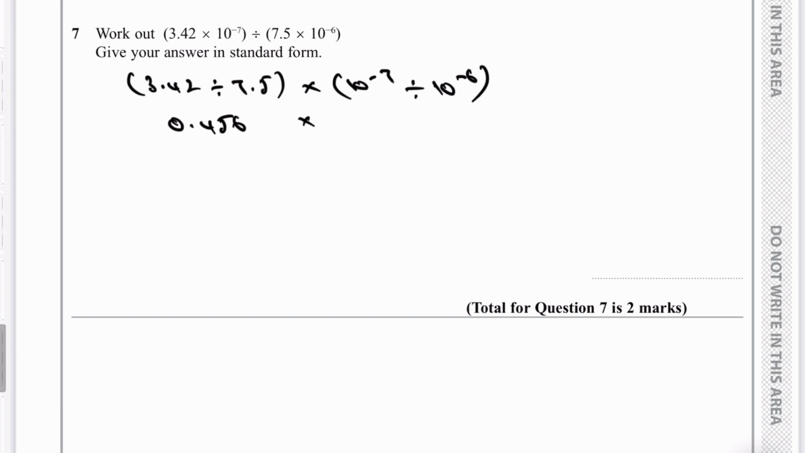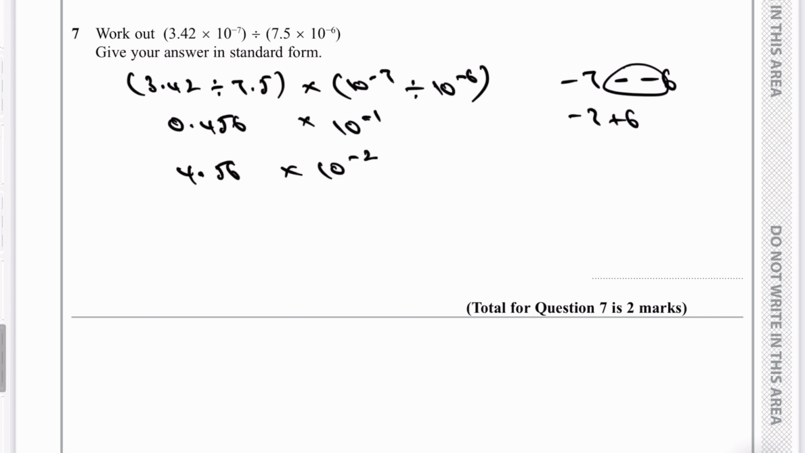So don't forget, I'm going to have a subtraction, but I've got minus 7 minus 6, so that's going to become a positive. So it's going to be minus 7 plus 6, which is going to be 10 to the power of minus 1. Okay, that's good enough for 1 mark, but it's not in standard form. You need to change it to 4.56. Remember, in standard form, the first number has to be between 1 and 10, and I've got to move the decimal point 1 more place, so it's 10 to the power of negative 2.